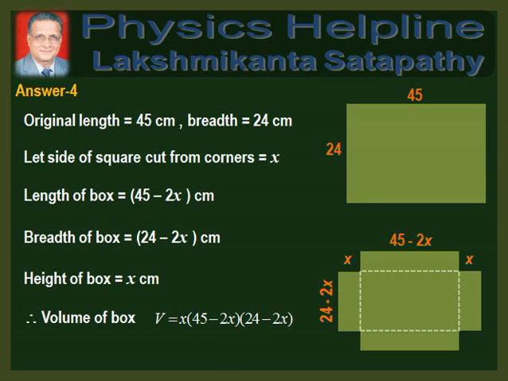In the fourth question, the length and breadth of the tin sheet are 45 centimeters and 24 centimeters. Let x be the side of each square cut from the corners. When the flaps are folded, it produces a box of the following dimensions. Length = 45 - 2x, breadth = 24 - 2x, and height = x. Therefore, the volume of the box is x(45 - 2x)(24 - 2x).